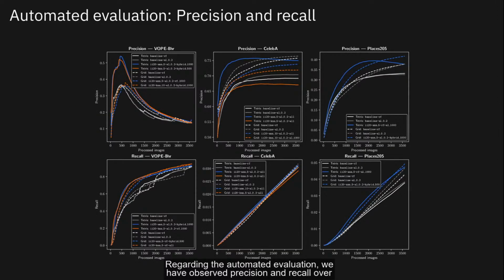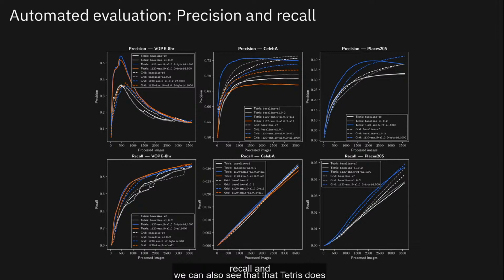Regarding the automated evaluation, we have observed precision and recall over time on 3 datasets. We have pitted AI20 against state-of-the-art baselines in interactive learning, both in relevance feedback and active learning configurations, and we have simulated Tetris and Grid separately.